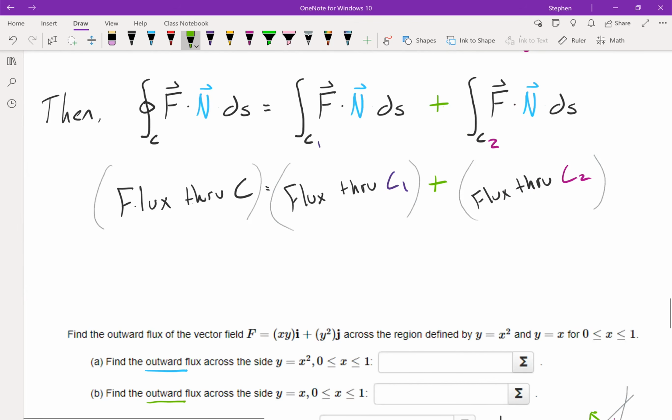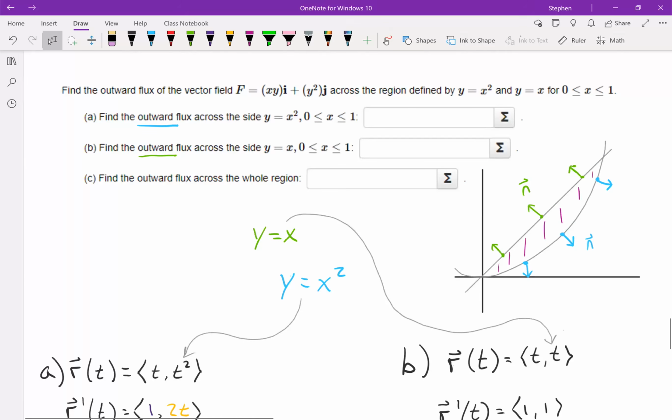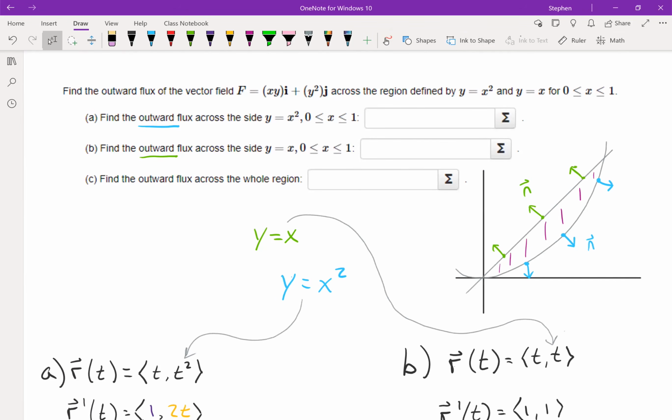So if we look at that idea in practice, let's come over here and look at the outward flux of the field given: xy plus y, xy comma y squared. It's going to go across the region defined by y equals x squared and y equals x for x between 0 and 1. And I've got a figure drawn over here to the right.